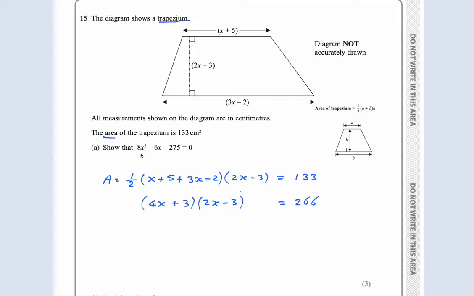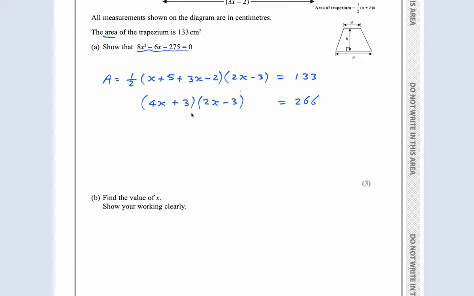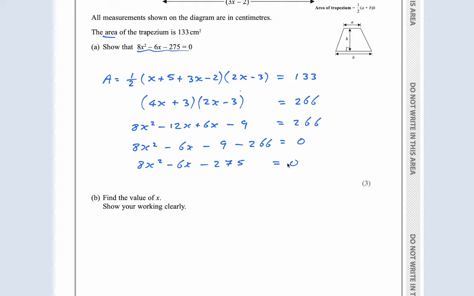But we need to show this. So I have to multiply this out. So 4x times 2x is 8x squared, which is good because that's what I want. 4x times minus 3 is minus 12x. 3 times 2x is plus 6x, and 3 times minus 3 is minus 9, and this equals 266. Now I'm nearly there, because 8x squared minus 6x, because minus 12 plus 6 is minus 6, and then minus 9 minus 266, because I'm going to subtract this, is 0, and this will give me what I want. Minus 6x minus 275 equals 0.